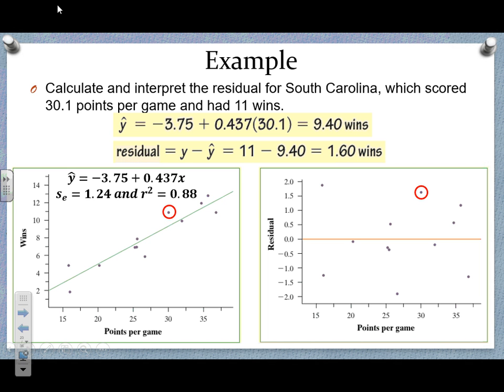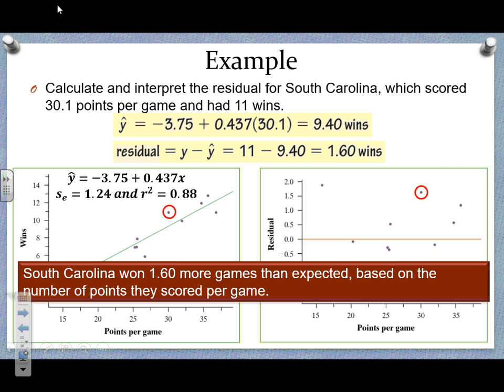They did better than predicted. So they scored 30.1 points a game, which our model says means they should have only won 9.4 wins, but they went and won 11. So they won more than we expected, exactly 1.6 more. So what this residual is telling us, South Carolina won 1.6 more games than expected based on the number of points they scored per game. So when you're asked to interpret a residual, this is what you're using.